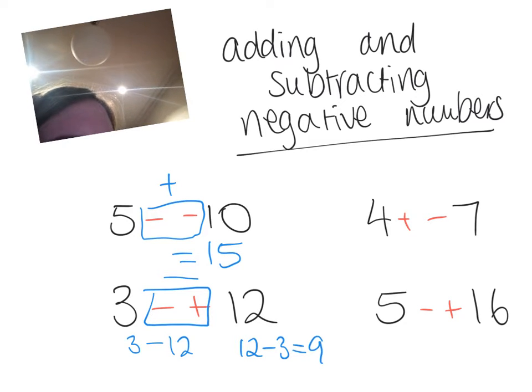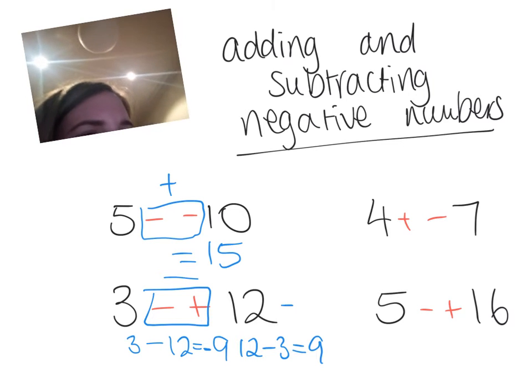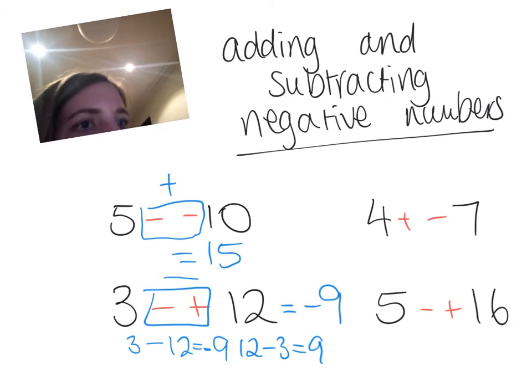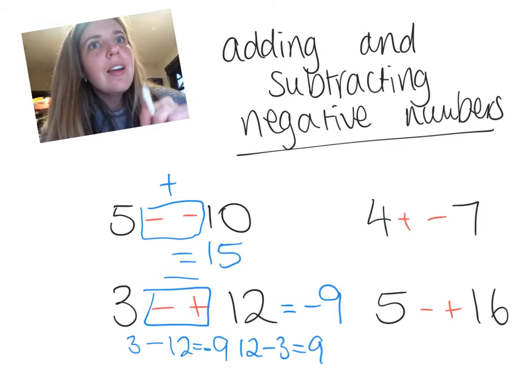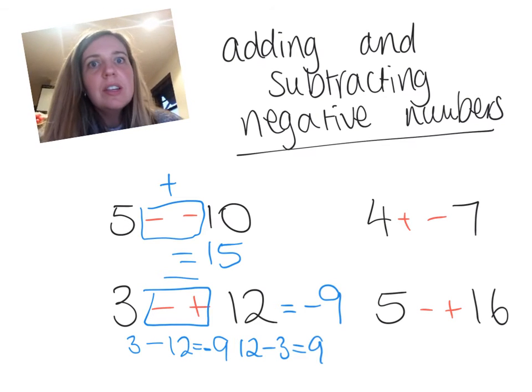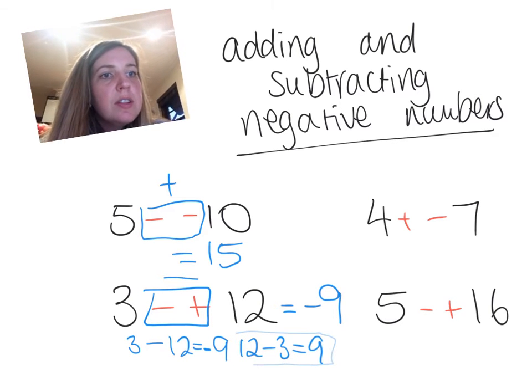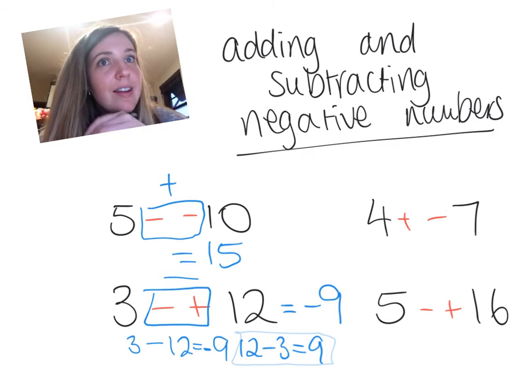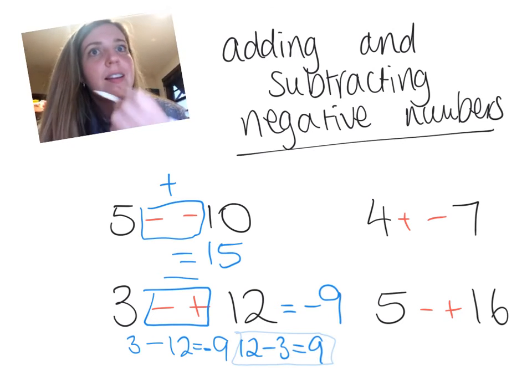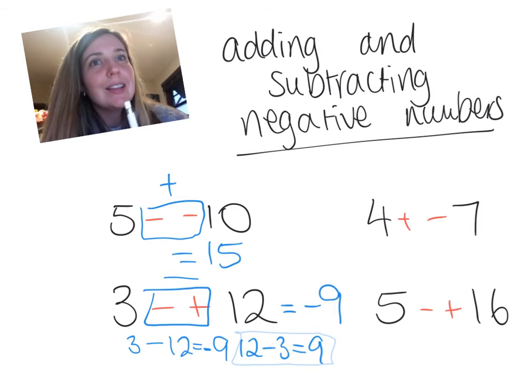We know that's 9. But what does my 9 need here in front of it to make it the answer, I mean? It needs a negative. So the answer is negative 9. So this is all you need to do. You need to know the difference between the two numbers. This is the difference. 12 take away 3 is 9. And then you put a negative in front of it. That's all you do when something like this comes up.